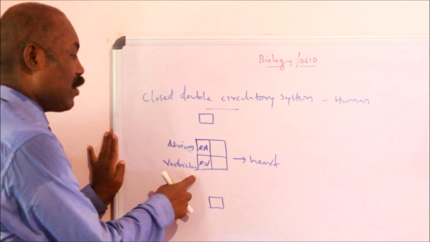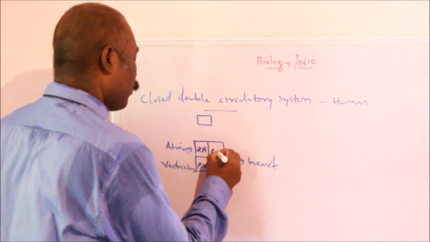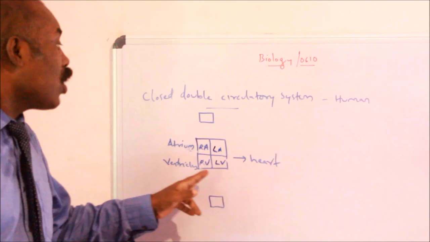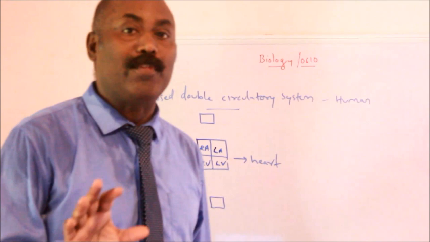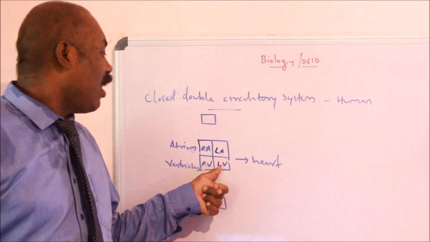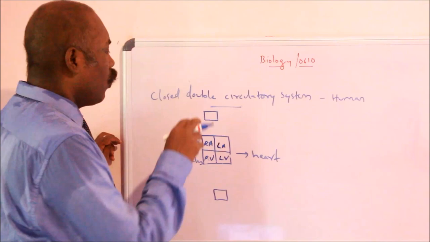On the left side, you can see left atrium and left ventricle. Now all the four chambers of the heart are labeled. This labeling you should never forget: the right atrium, left atrium, right ventricle, left ventricle. So these are the four chambers. Then now, what is this double circulatory system?